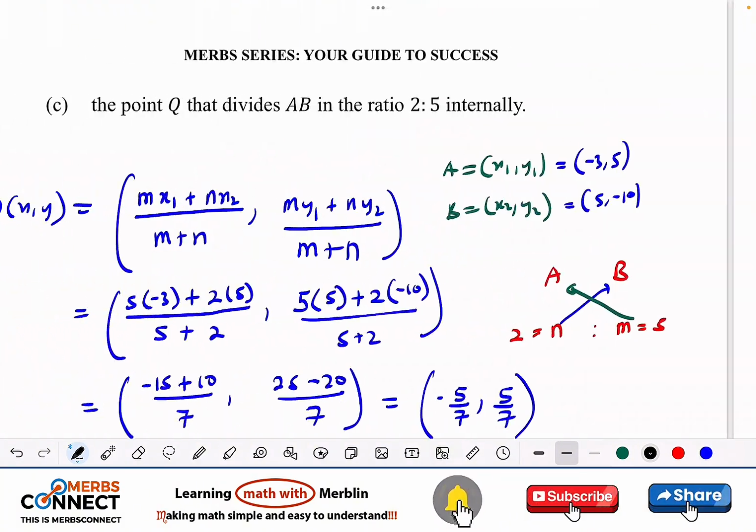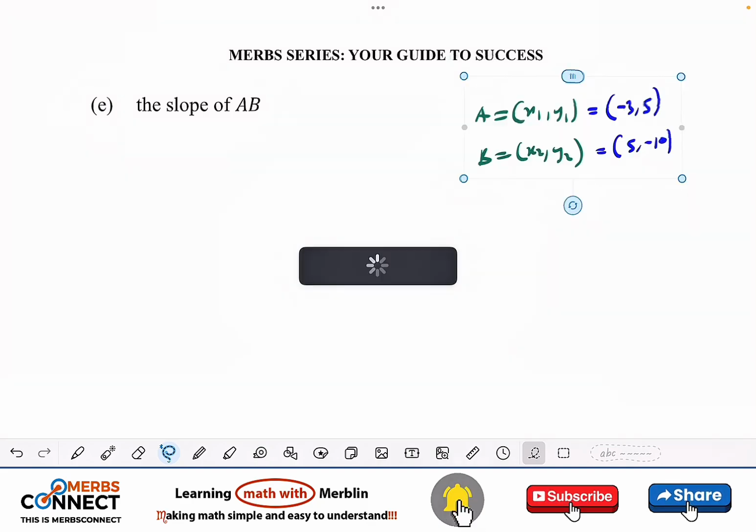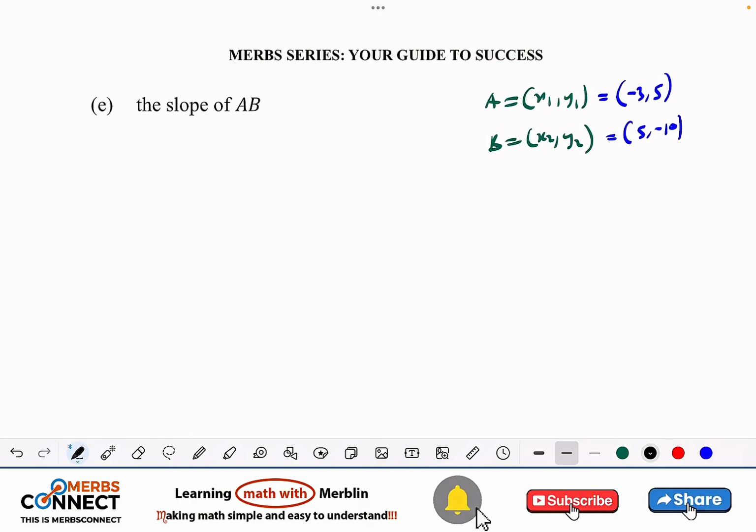So let's look at, we've done D, let's look at E. We want to find the slope of AB. Okay, let me drop my point here. Point from A. This is our point. So we want to find the slope, right? Remember the formula for finding slope, right?